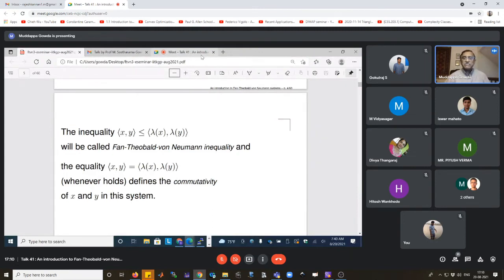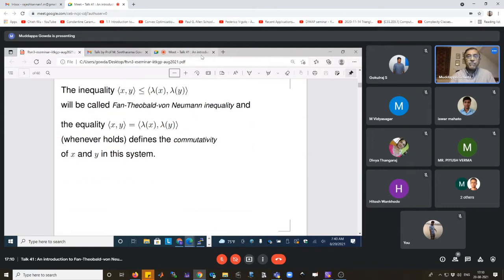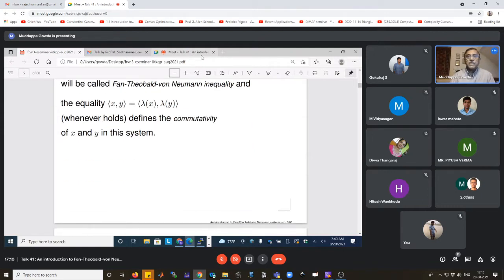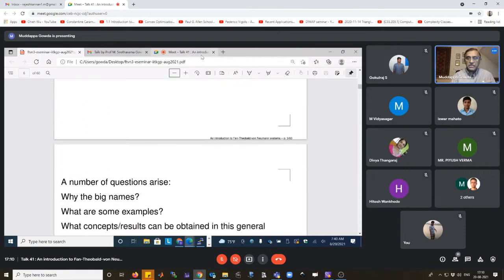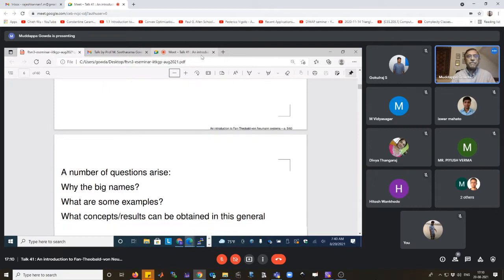And this happens sometimes. So whenever this equality holds, we say that x and y commute. This is a new concept that will appear throughout my talk and throughout this particular analysis. So there is a new concept of commutativity in this theory. And this concept is new even for matrices.